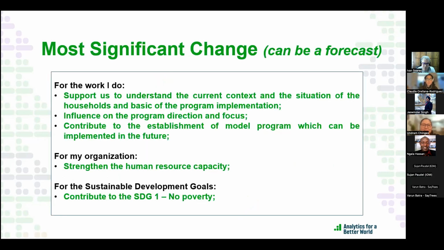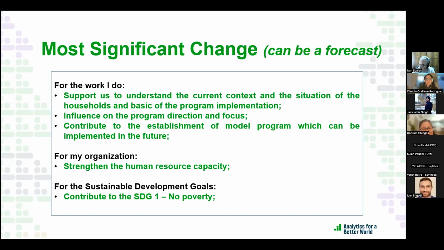This is about the significant change which can be influenced, and which I forecast in the future. Regarding my work, this can support us to understand the current context and situation of the households, and be a basis for program implementation. It can also influence the program direction and focus, and we can select program activities based on the information we have. It can also contribute to the establishment of a model program which can be implemented in different locations in the future, because this kind of graduation approach is quite a new model for us, and it will be expanded in the future.